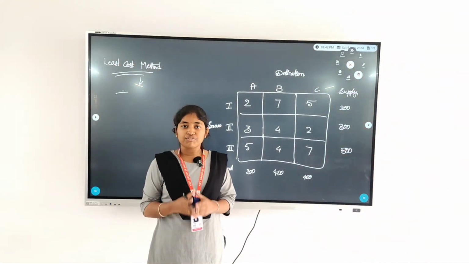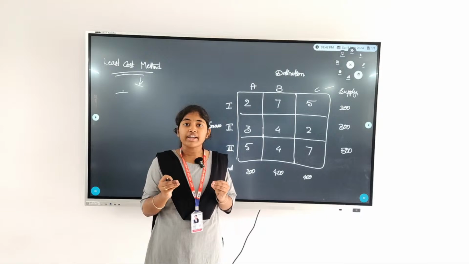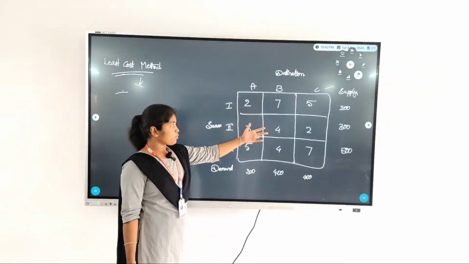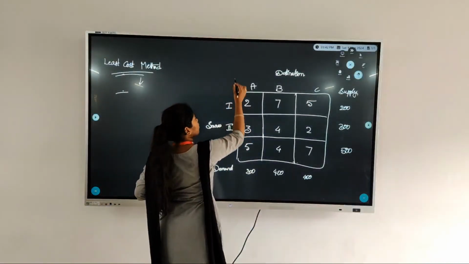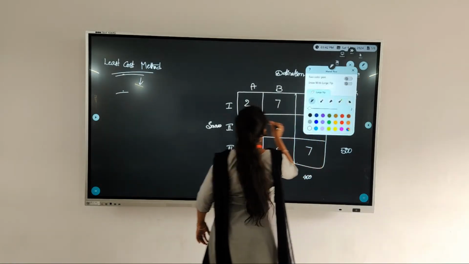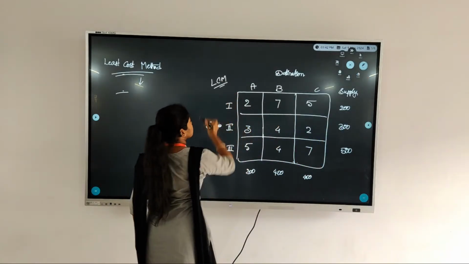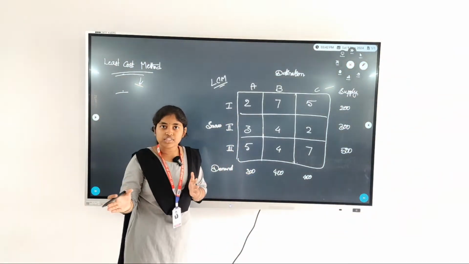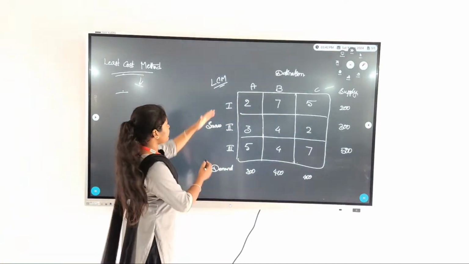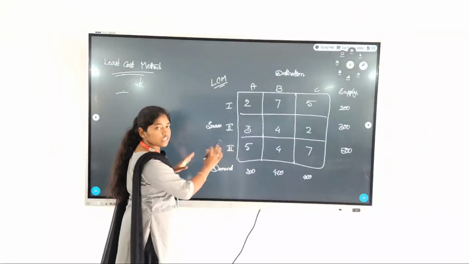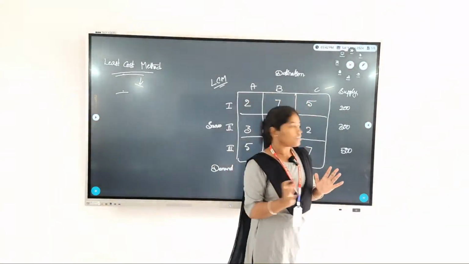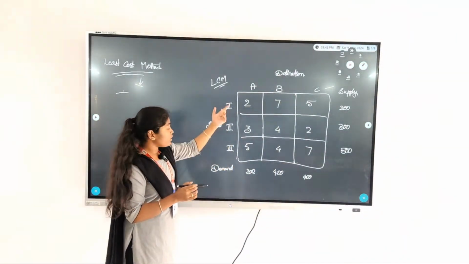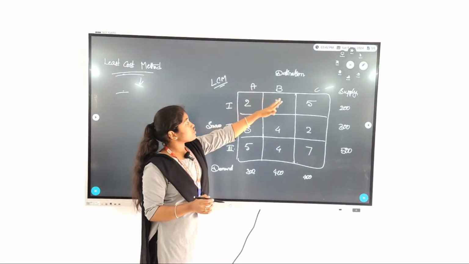As the name defines, in the least cost method we have to find the least cost way of moving the goods from a set of sources to a set of destinations. Here is the problem we have to solve. For every transportation problem we have a set of sources and a set of destinations, like the factories and the stores. Here 1, 2, 3 are the sources, and A, B, C are the destinations. For every source we have the supply, and for every destination we have the demand.